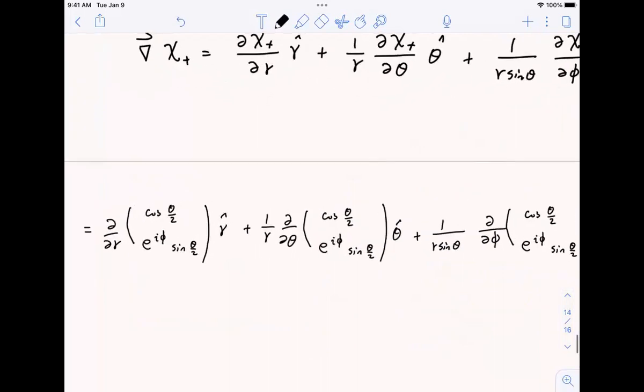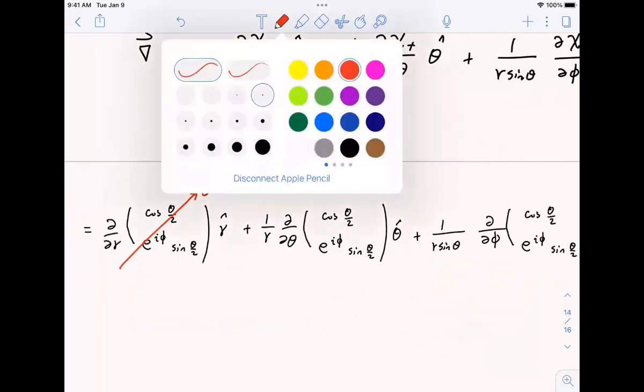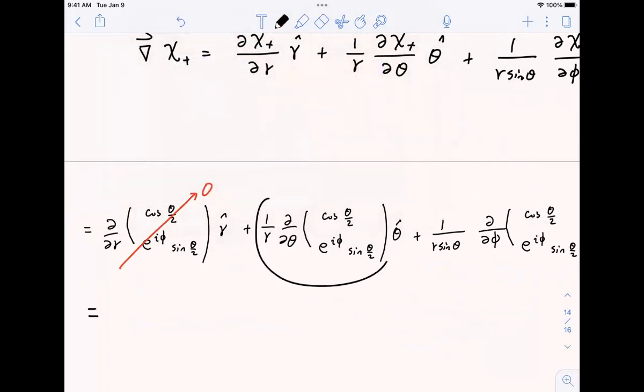Okay, so first, this thing is 0. There's no R dependence. Then let me just do the derivative on this part, term by term. Then eventually you get something like this. Negative 1/2. I mean, do the derivative on here, you get negative 1/2 down, and then you also get a negative 1/2 from here, and then EI.